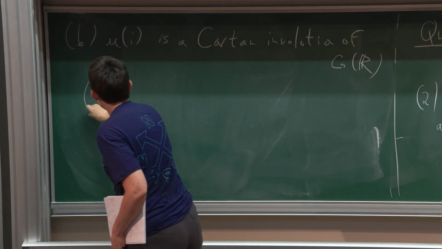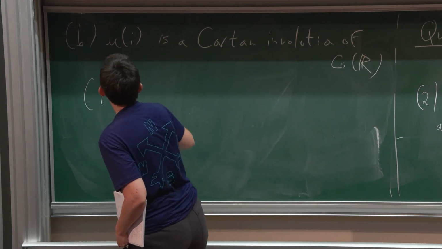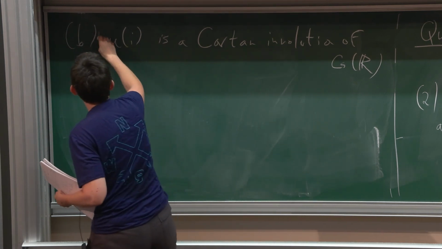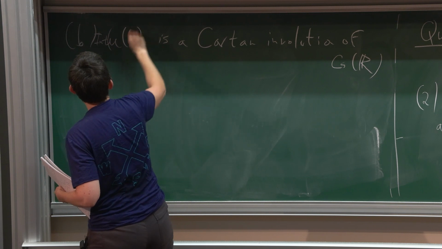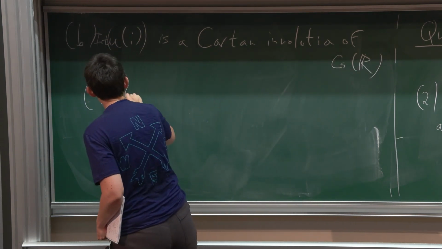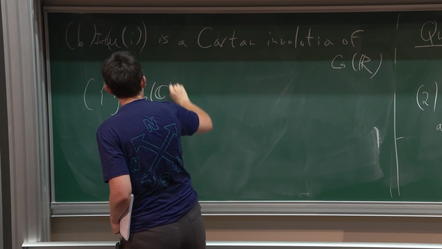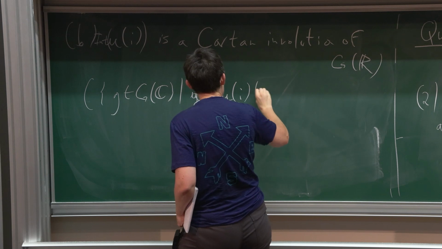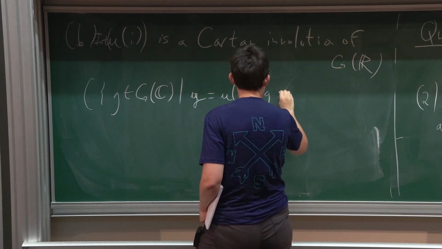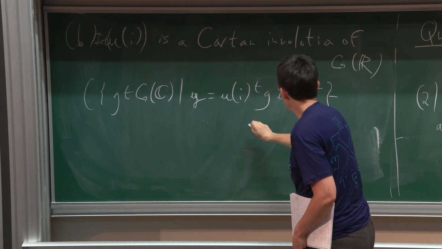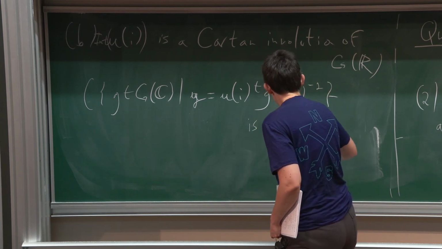So what this means, sorry, not u of i, but conjugation by u of i, so int u of i. That means that if I look at the group of elements g in G of C such that g equals u of i transpose g u of i minus 1, this is compact.